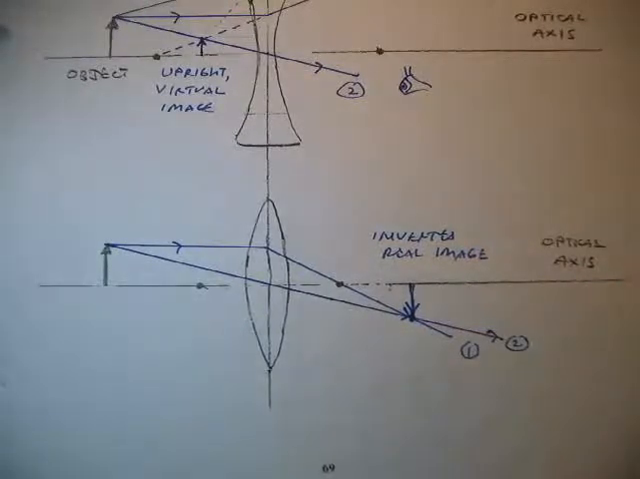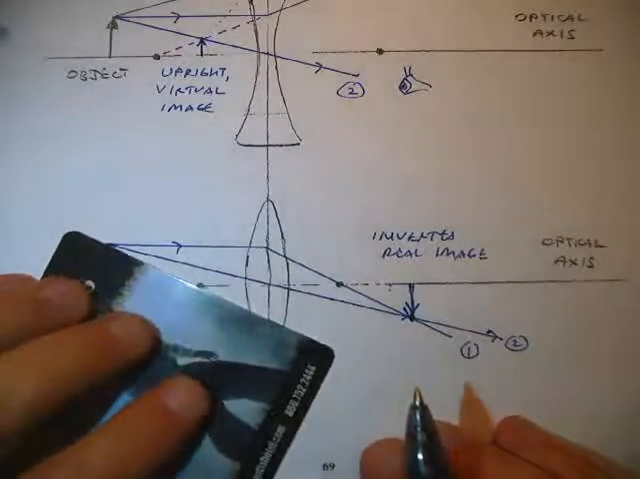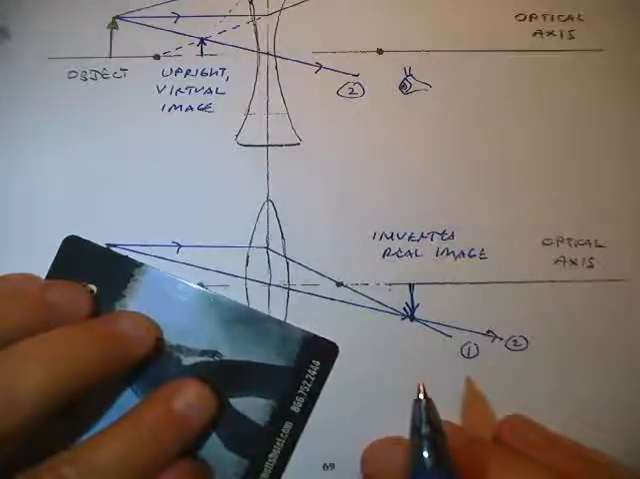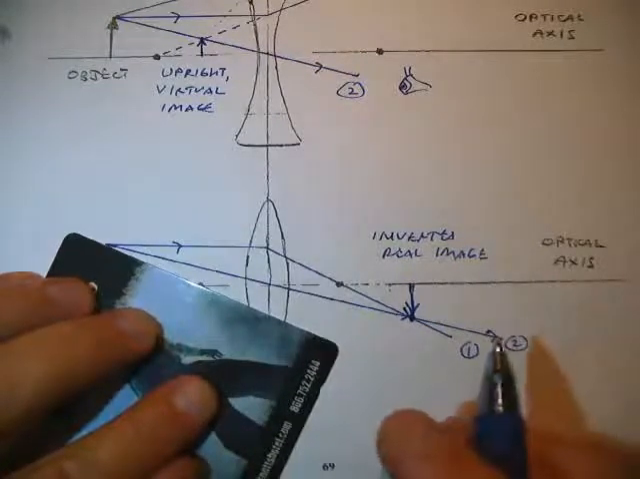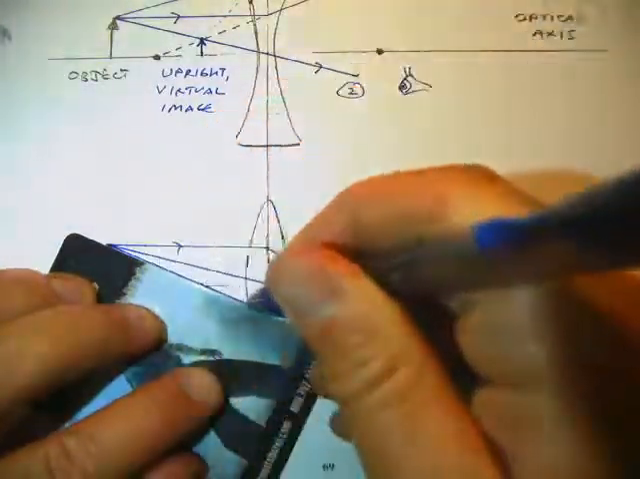In this case, we can actually look at a third ray. That third ray would be one that comes in through the focal point. Let me get this lined up just so. So here's our third ray coming down through the focal point.